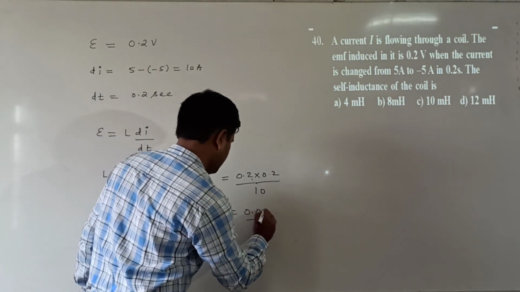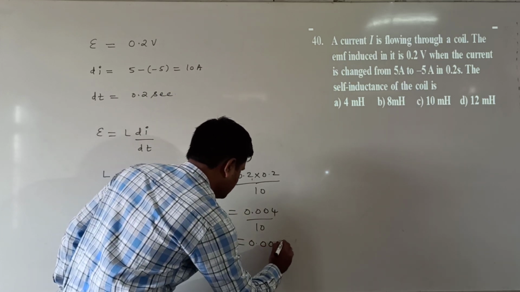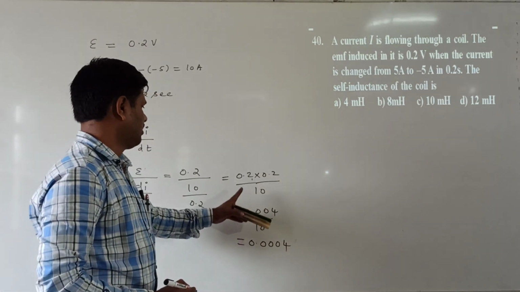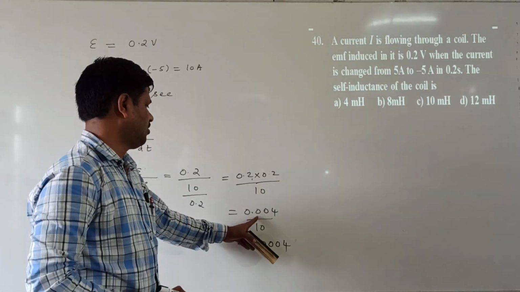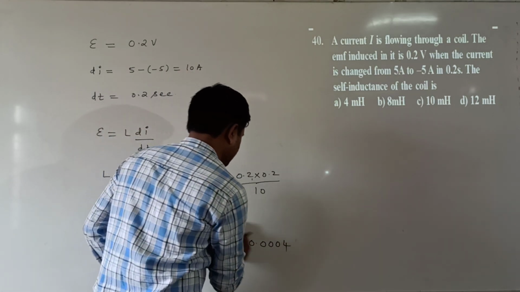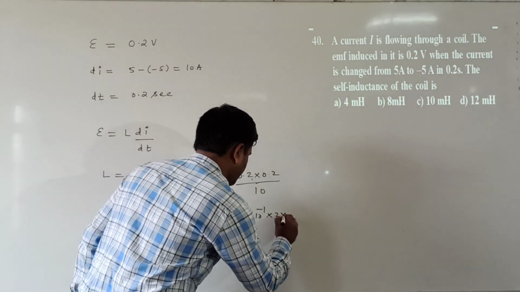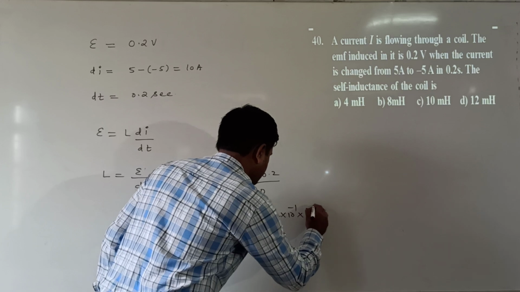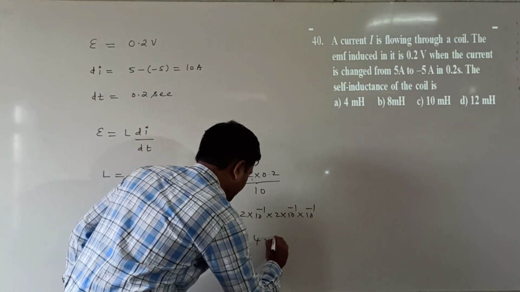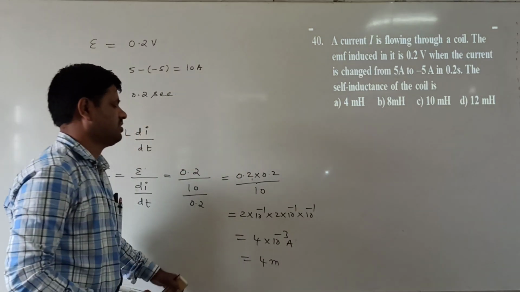0.04 by 10 gives 0.004. Or simply we can write it as 2 into 10 power of minus 1 into 2 into 10 power of minus 1, divided by 10. Taking 10 power of minus 1 to the numerator, we get 4 into 10 power of minus 3.